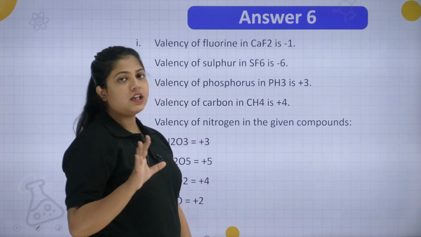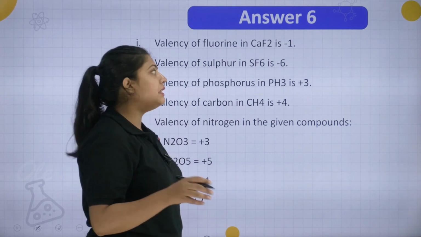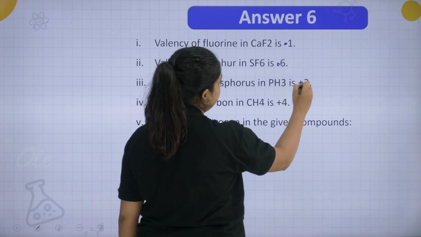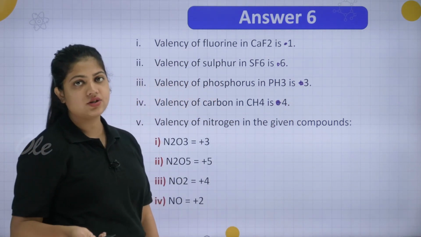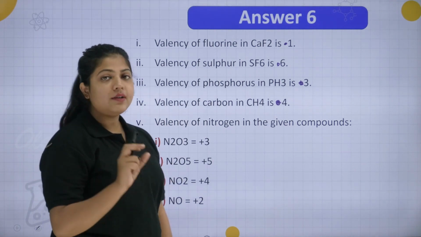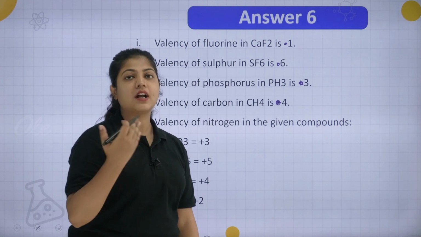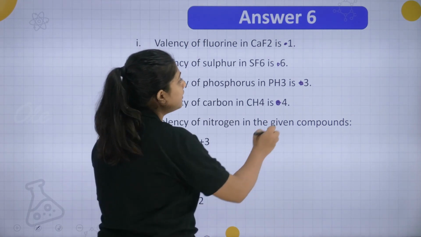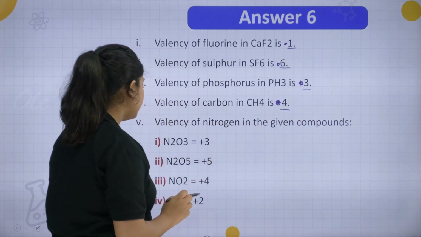Okay, when we are talking about valency, we do not need to put these plus or minus signs. When we put plus and minus signs, that means we are talking about charges. There will be a plus or minus sign only when we are talking about charges, like plus charge or minus charge. But if we are talking about valencies, then we will only write the numbers.